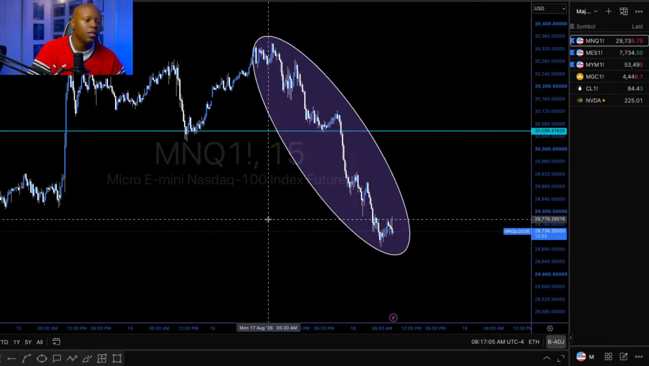Right, so the market structure is technical, 4-hour bearish, 15-minute bearish. If we're 4-hour bearish and 15-minute bearish, what type of structure is this? Is this a continuation structure, or is this a corrective structure?